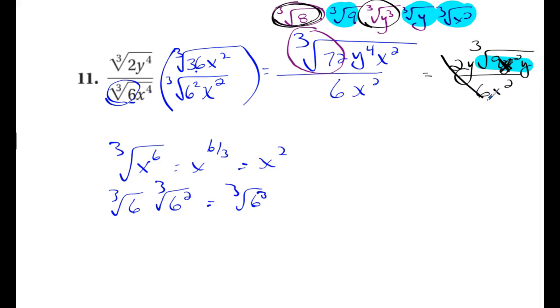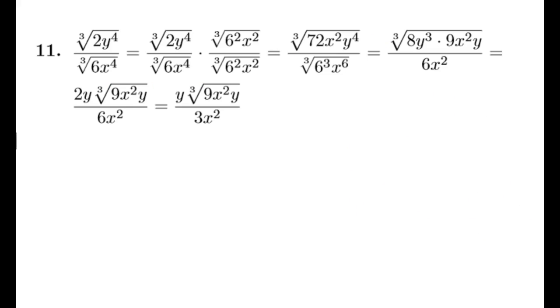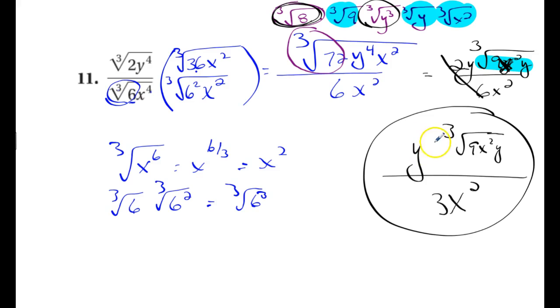And then it looks like the 2 and the 6 were reduced. So how about y, cube roots of 9x squared y, all divided by 3x squared? Final answer, and we'll see if the author agrees. Yes, they do. And I wrote a huge space in between this y because I didn't want you to think that it was a y cubed and then the square root of 9x squared y. So make sure that your final answer looks like y is being multiplied by the cube root.